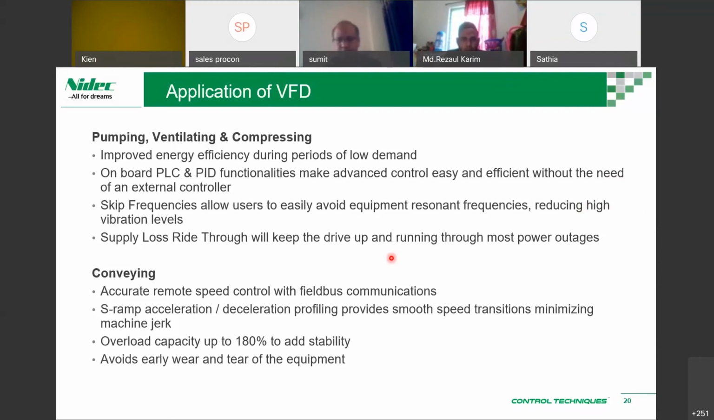Communications, we have S-ramp, deceleration and acceleration, and of course we have 180% overload, and stability, and it avoids early wear and tear of the equipment by making sure you can control the speed and your acceleration is good. So S-ramp would help in acceleration, for instance when you have a conveyor belt, so it doesn't slip all the time because you're starting too fast and your acceleration is not controlled, and so on.